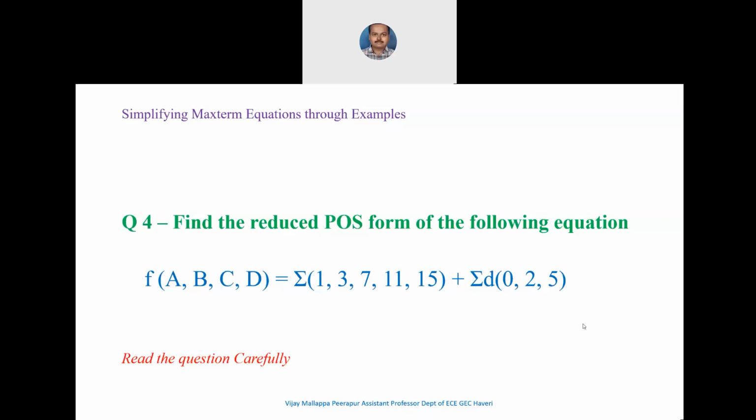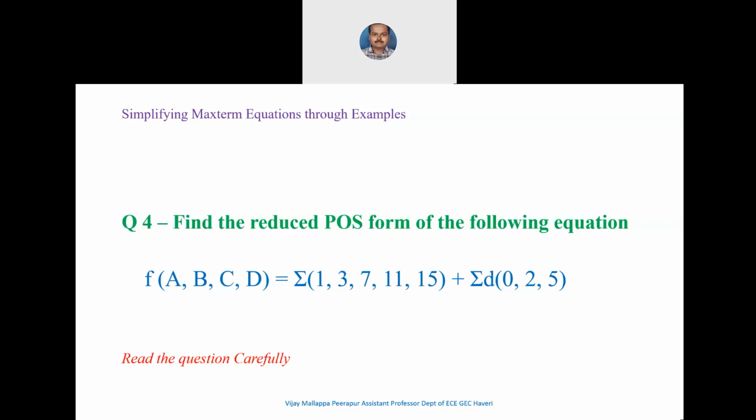What is given to us is min terms here. If you see from this equation, we have the summation symbol, right? It means that what is given is min terms, and also the don't care conditions 0, 2 and 5. Now the min terms are given to us, but what we need to find is a reduced POS form. We need to come up with the reduced max term equation, the product of sums form, right?